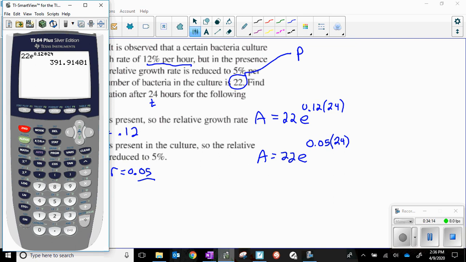And I'm just going to replay it and change my growth rate. So for part A, there'd be about 391 bacteria. Normally, I just truncate when it comes to living items, like a bacteria is. You can round it, but just truncating is probably the best way to go with it.